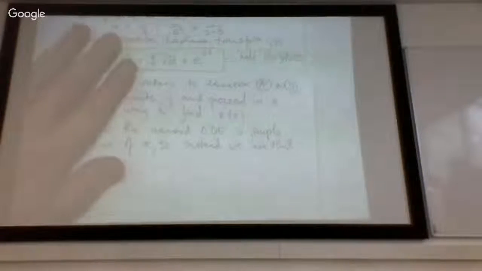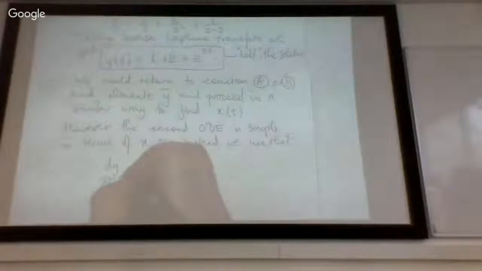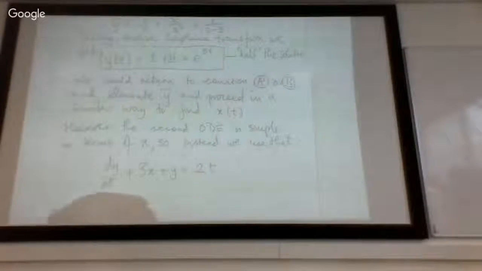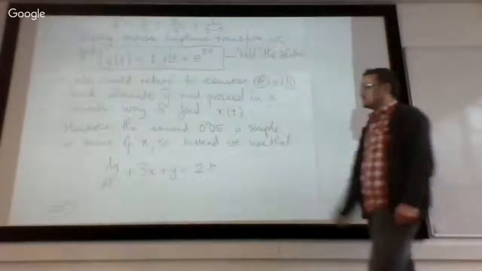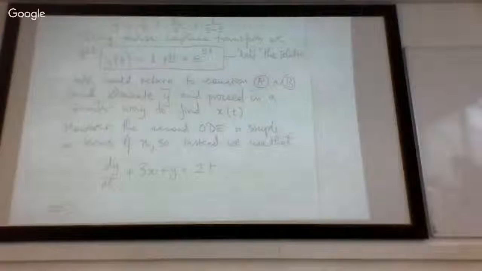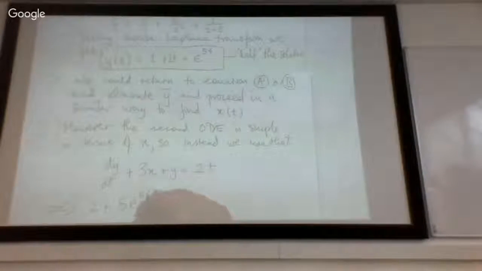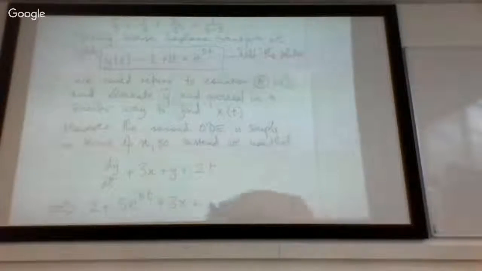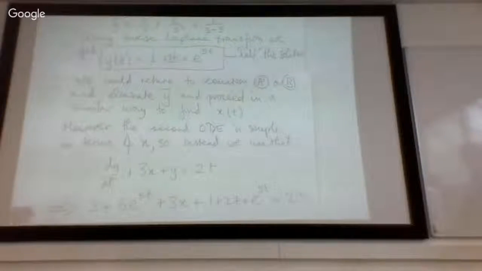So that equation is dy/dt plus 3x plus y equals 2t. So we have this function y up here. We can take its derivative without any trouble. Its derivative will be 2 plus 5e to the 5t. 3x is there, plus y, but y is just all that, 1 plus 2t plus e to the 5t. And then you got your 2t on the right-hand side.